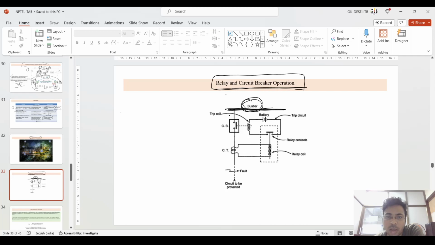So if you see, this is the bus bar which I am drawing. This is the bus bar I am highlighting. This is the bus bar which is connected to one circuit breaker.